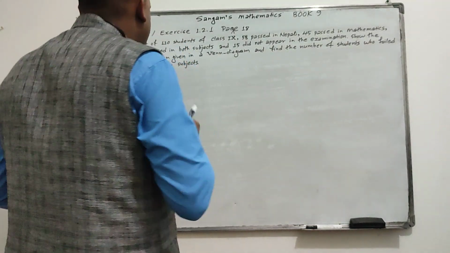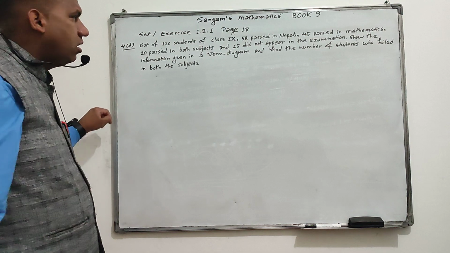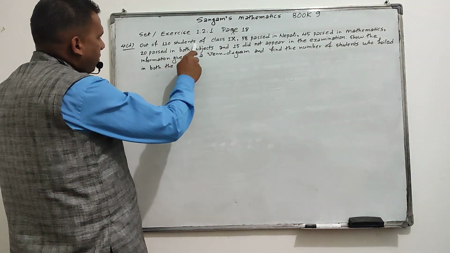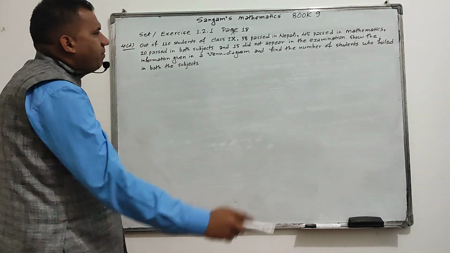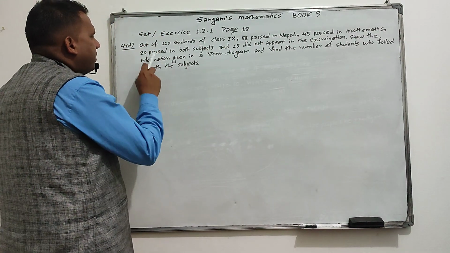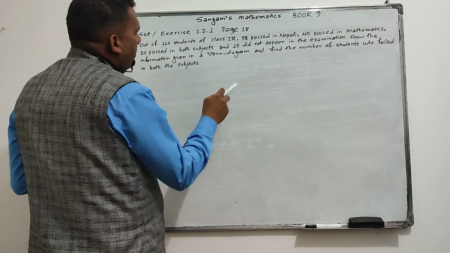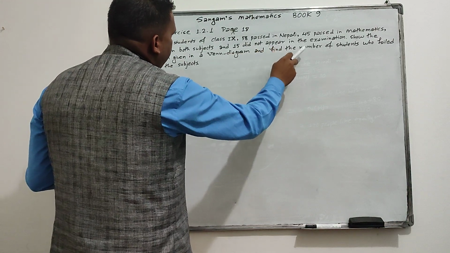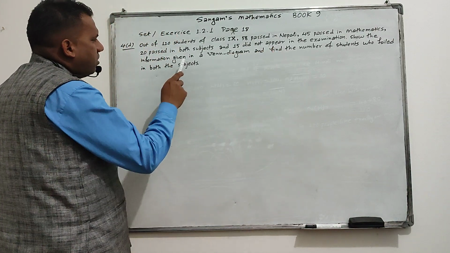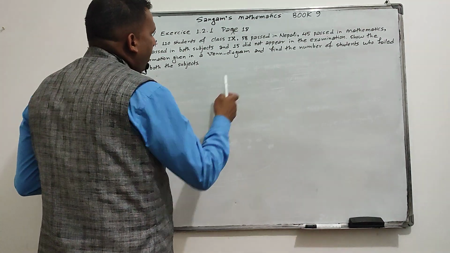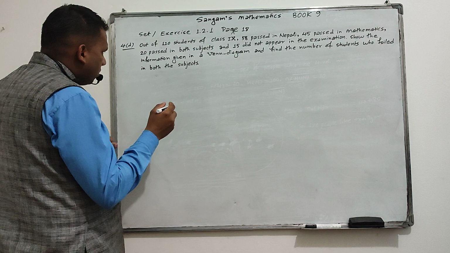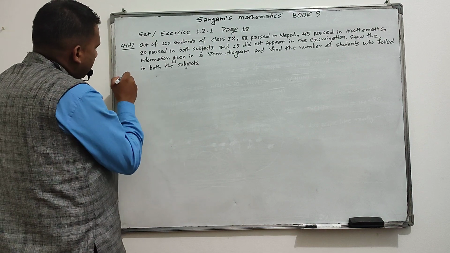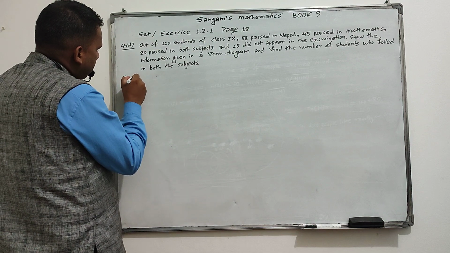Okay students, now next question. Question number 4D. Out of 120 students of class 9, 58 pass in Nepali, 45 pass in mathematics, 20 pass in both subjects, and 15 did not appear in the examination. Show the information in a Venn diagram and find the number of students who failed in both the subjects. Now solution.